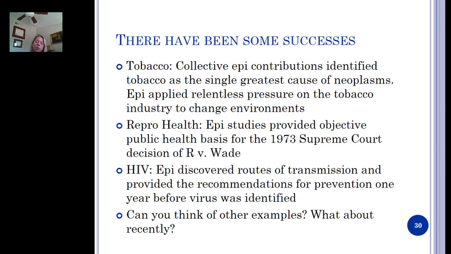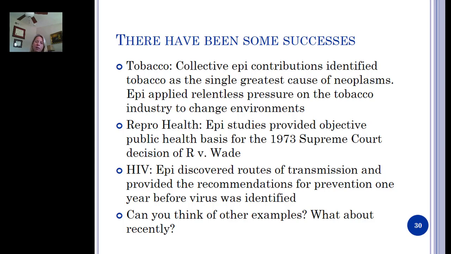A third example, of course, has to do with HIV. It was epidemiologists who discovered the routes of transmission, as well as provided the recommendations for preventing HIV, essentially 1 year before the virus was identified by the basic researchers.